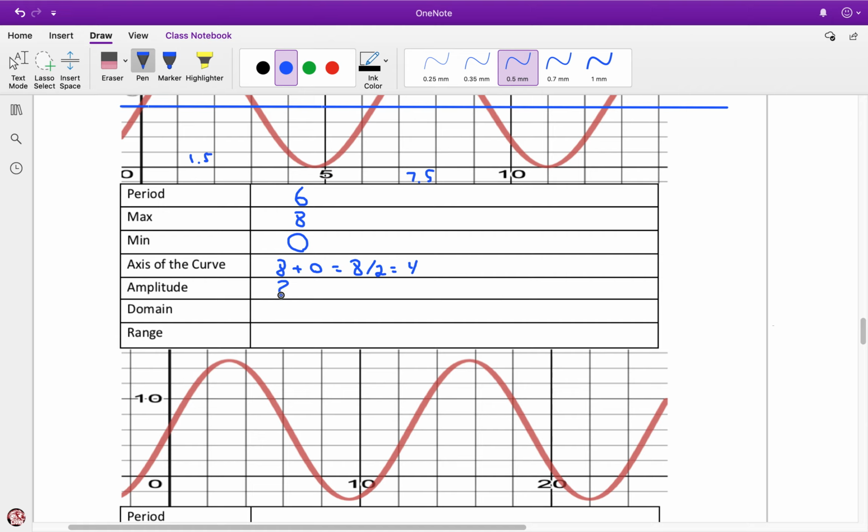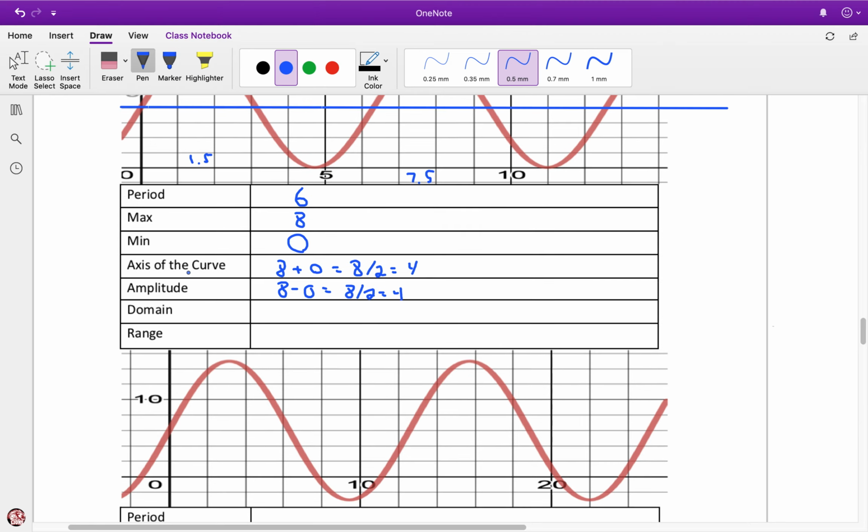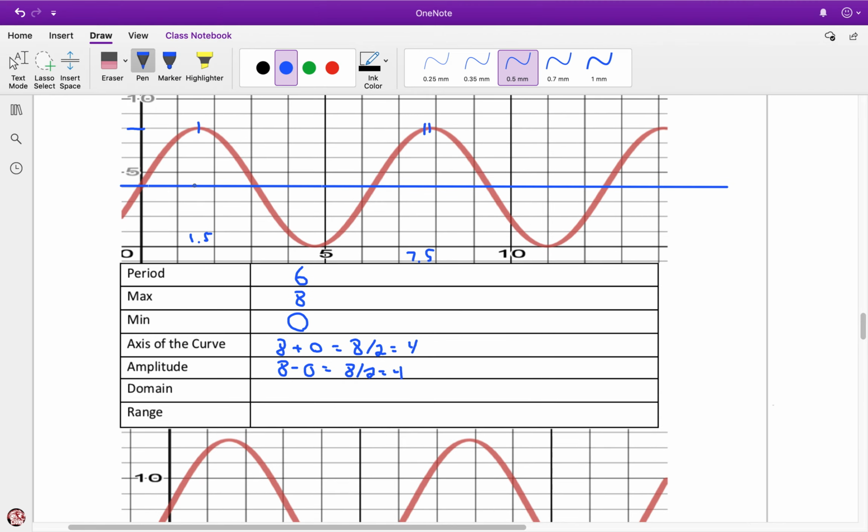So max minus min equals 8, then divide that by 2, which equals 4. We can double check that right now. Does it go up 4? 1, 2, 3, 4, yes. Do we go down 4? 1, 2, 3, 4, yes. So those just happen to be both 4.